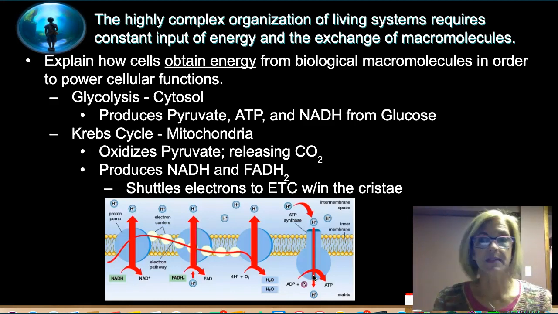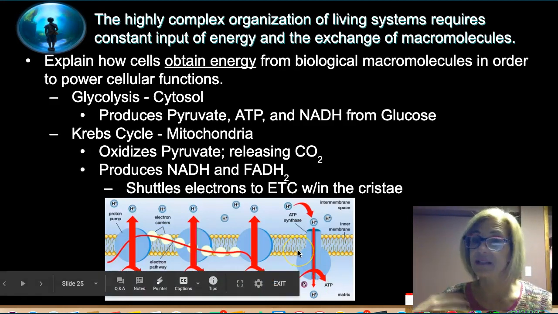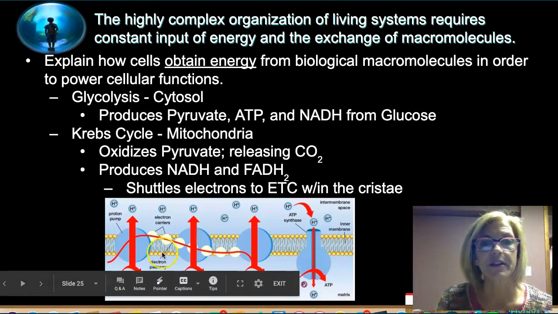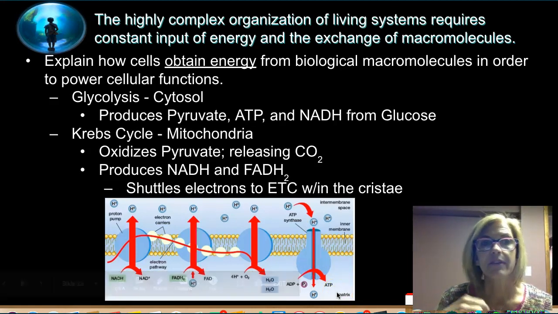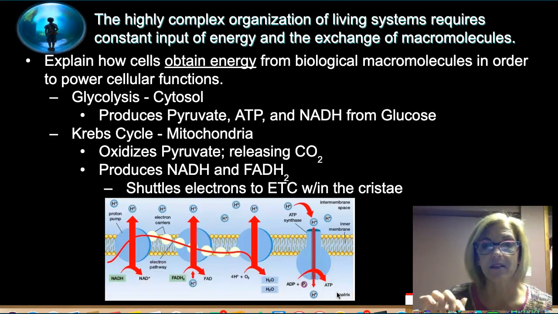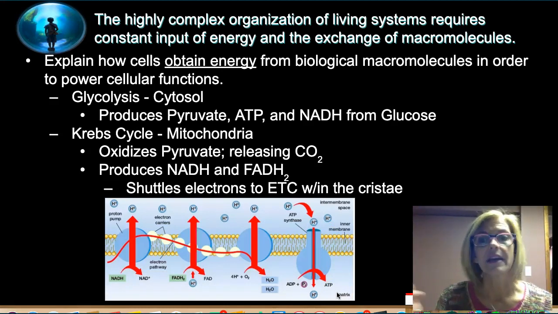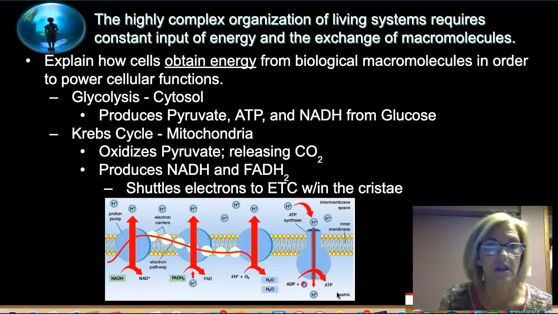So this electron transport chain, chemiosmosis, we talk about that, is going to ultimately make ATP. And if you're in cellular respiration, that process is called oxidative phosphorylation. If you were talking about photosynthesis, this would be photophosphorylation.